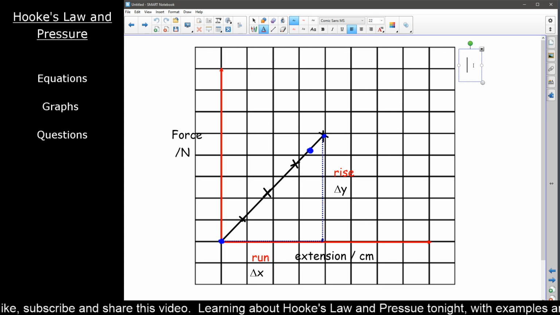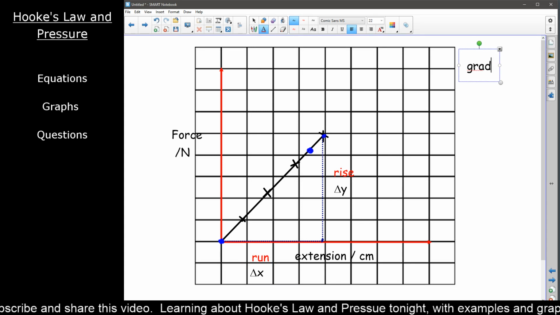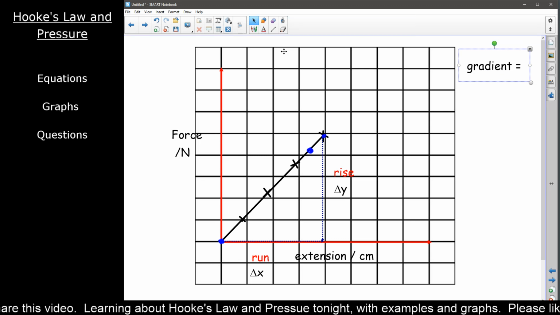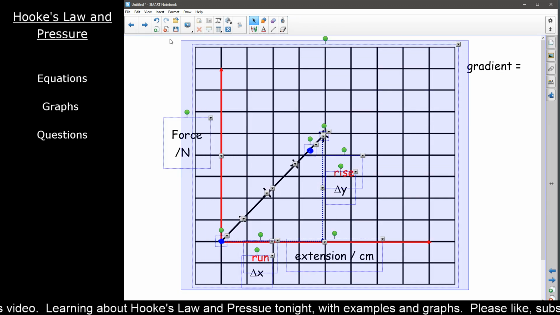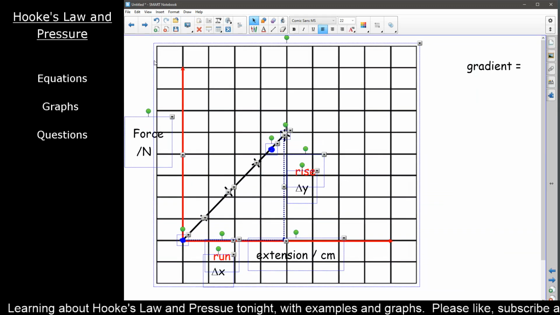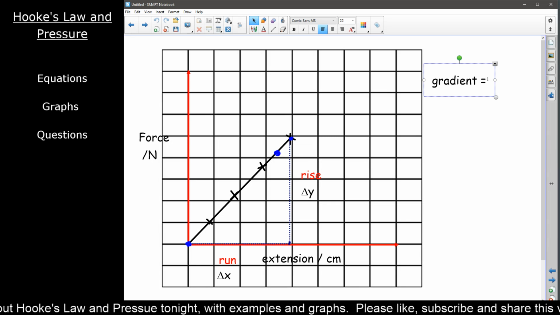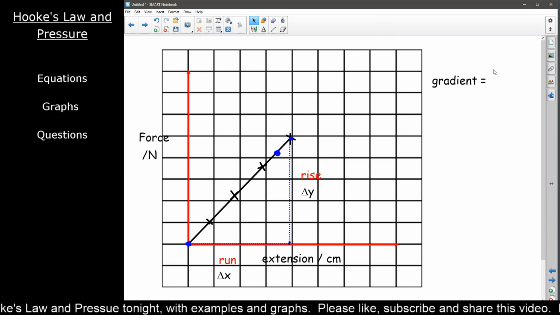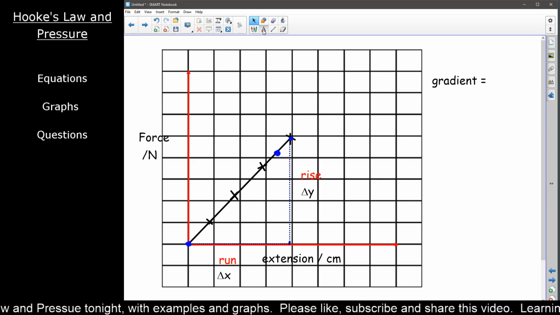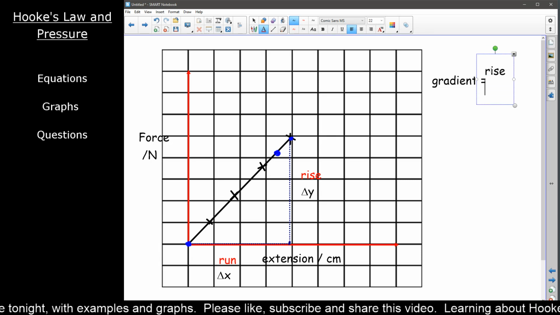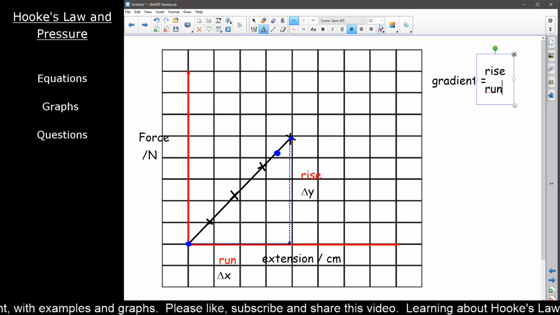So our gradient is equal to, just going to move this graph out of the way a bit so that we've got space to have a proper chat with you. Just slide this across here slightly. The gradient of my graph is going to equal the value of my rise divided by the value of my run. So this will be rise over run, and this forms a fraction.